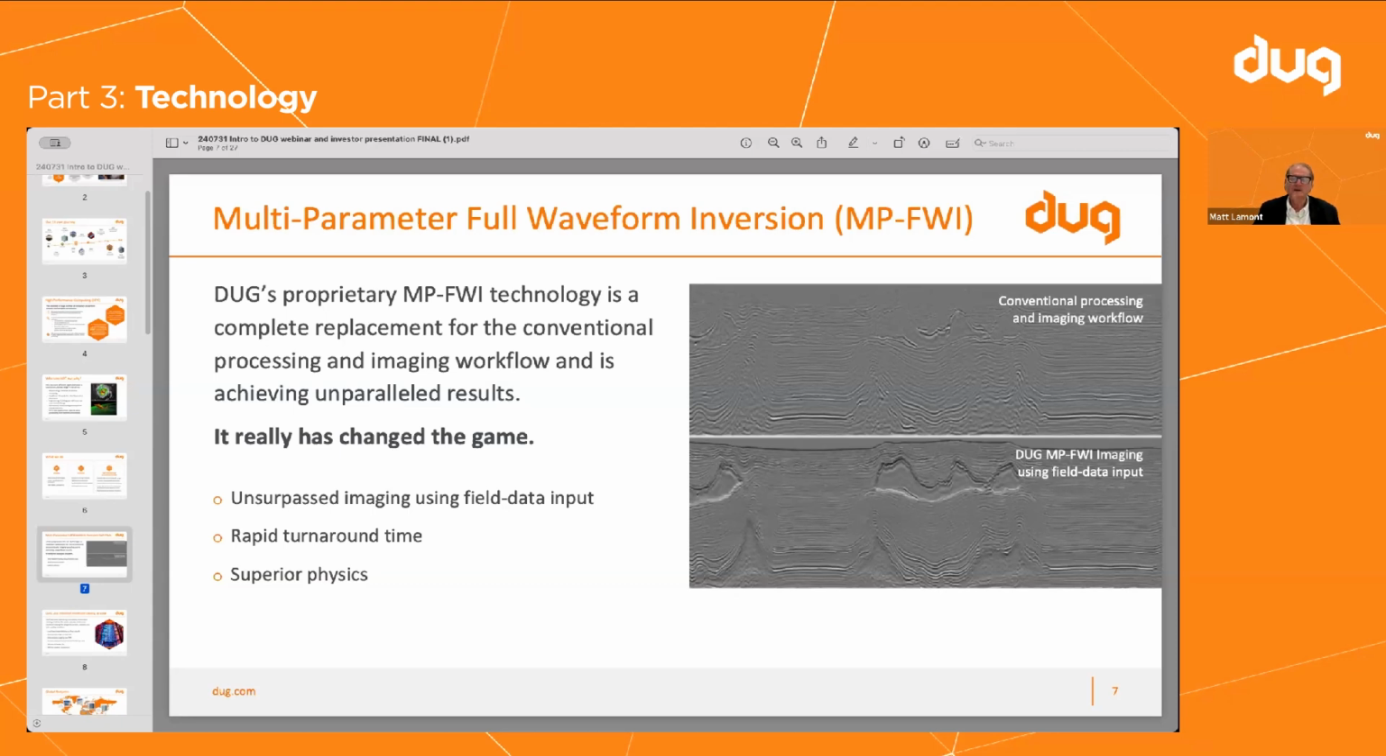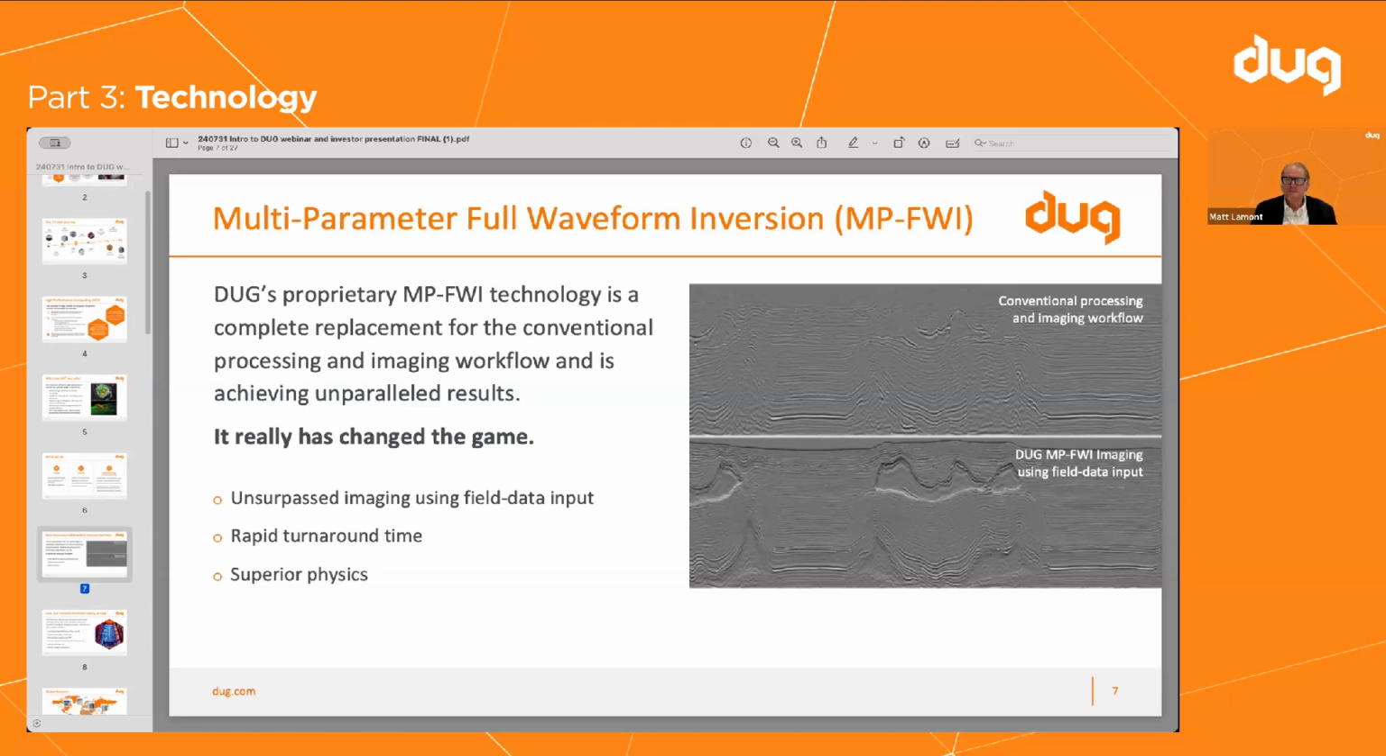With multi-parameter FWI, I can put out all those same outputs. So multi-parameter FWI is a complete replacement for conventional processing and imaging. But now what was noise is now signal. All those multiples, all of the ghosts and all of these other pieces that make up a seismic wave field are now signal, not noise. And so we've got a lot more signal.